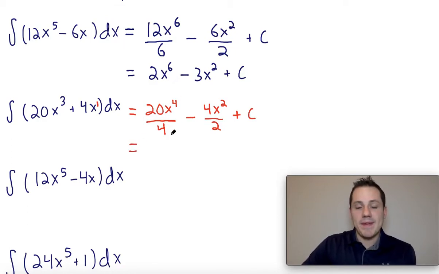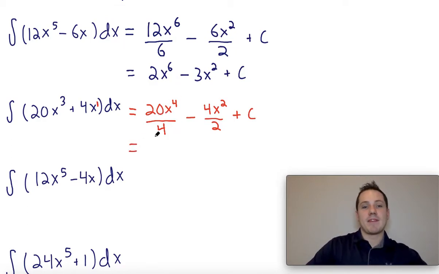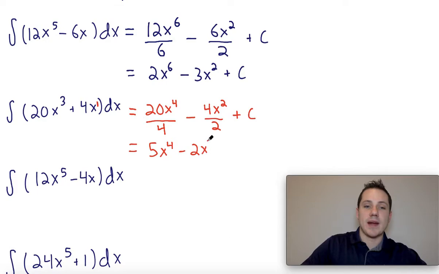Now we can do a little bit of algebra to simplify. So 20 divided by 4 is going to be 5. So we'd have 5x to the fourth minus 2x squared plus c.